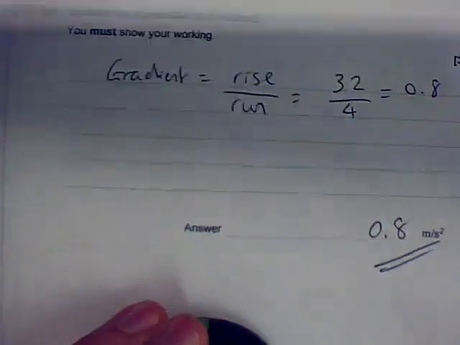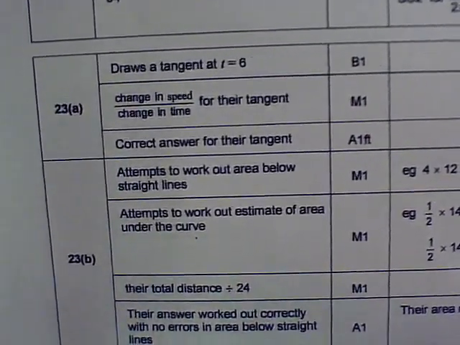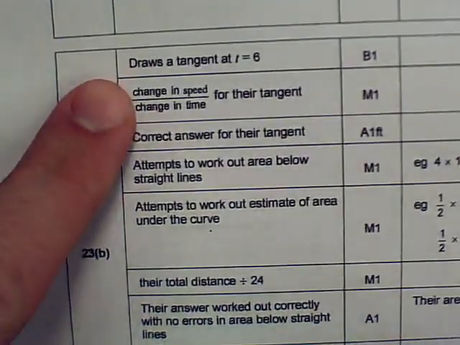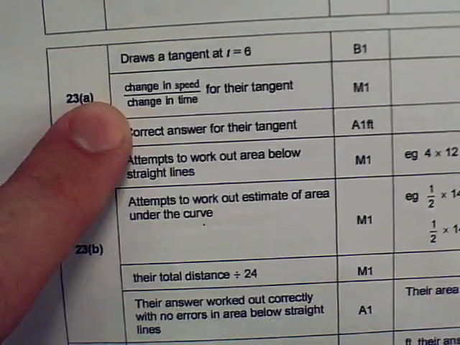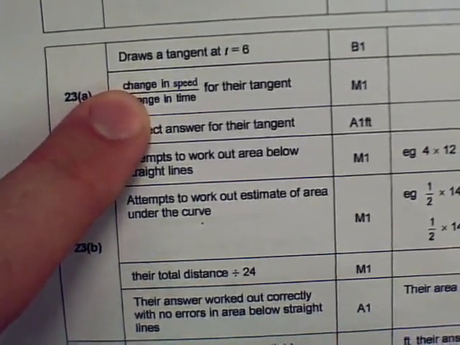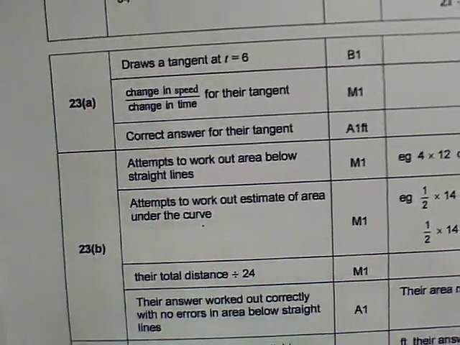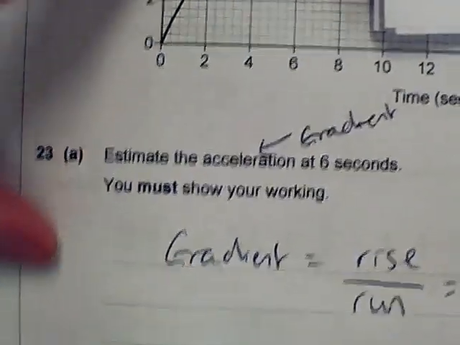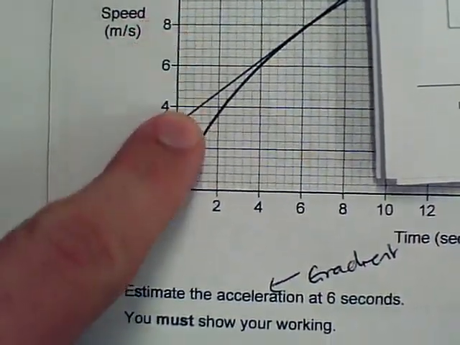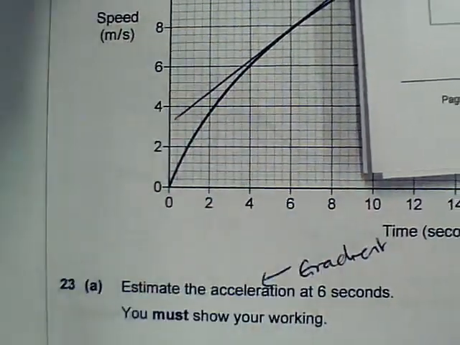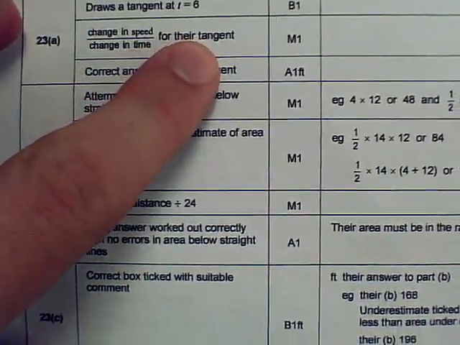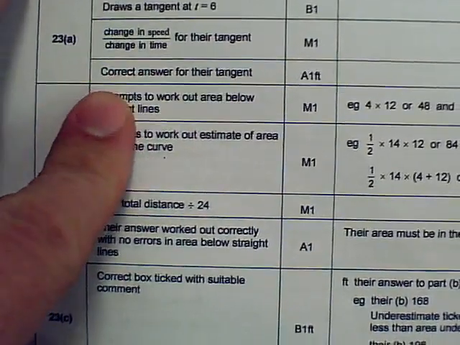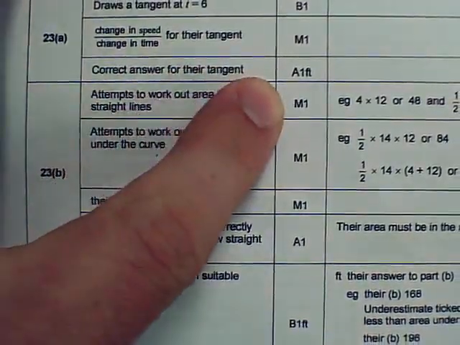Now if we look at the mark scheme, this is quite interesting. We get a mark for drawing our tangent at 6, which is that straight line at 6. We get 1 mark for calculating the change in speed divided by the change in time. Remember, the speed was the vertical axis here, so that's the rise, and the time is the run. So if we've done the rise over run part on the tangent, we get a second mark. And then it just says correct answer for their tangent.